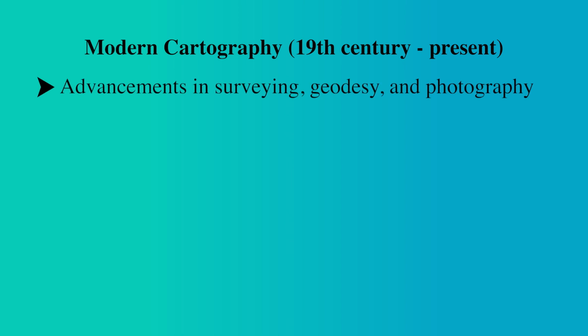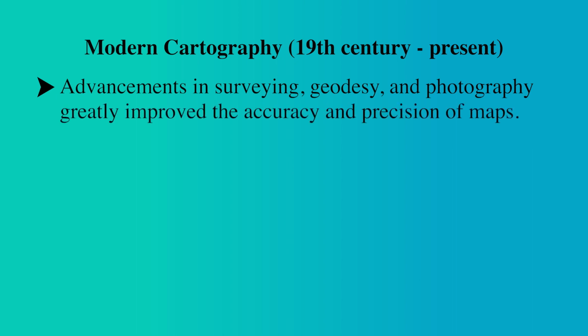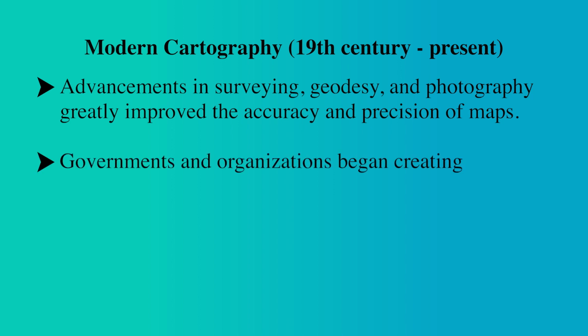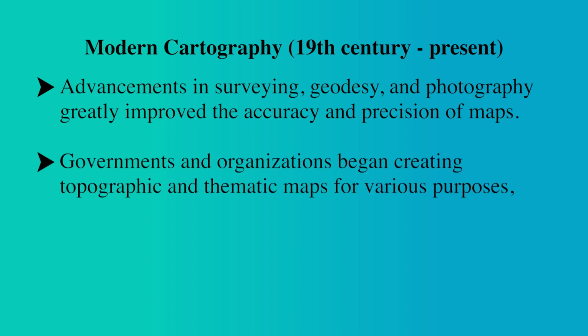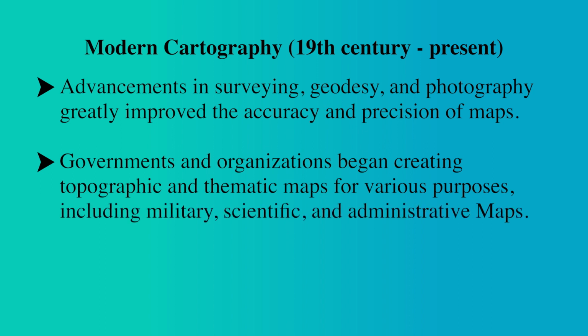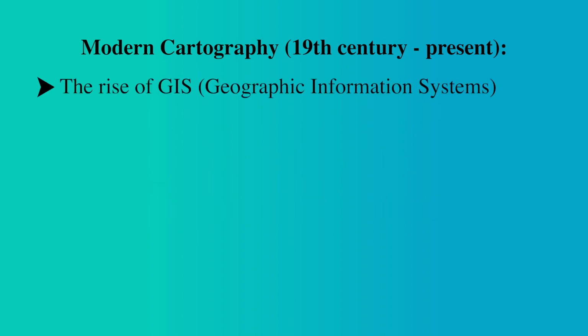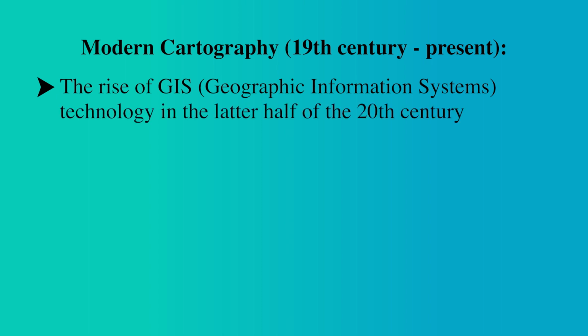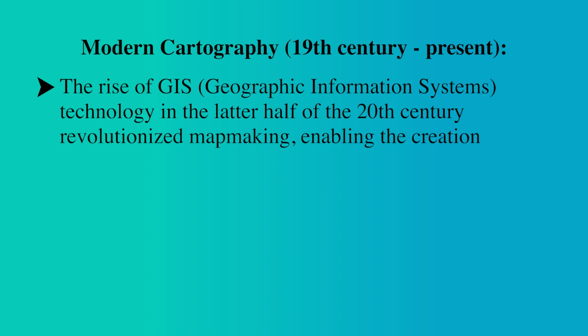Modern cartography, starting from 19th century, was related to the advancement in surveying, geodesy, and photography, and it greatly improved the accuracy and precision of maps. Governments and organizations began creating topographical and thematic maps for various purposes, including military, scientific, and administrative maps. The rise of GIS or Geographic Information System technology in the latter half of the 20th century revolutionized mapmaking, enabling the creation and analysis of complex spatial data.